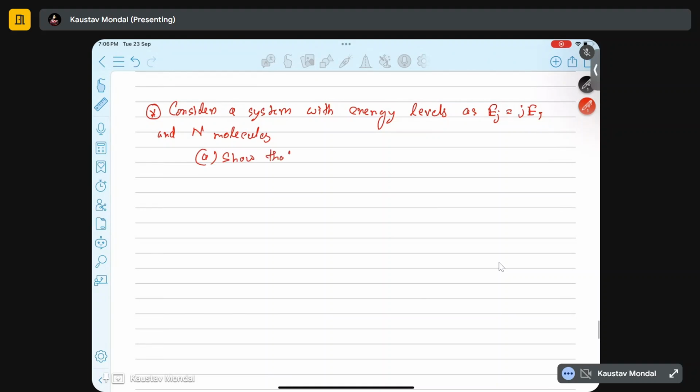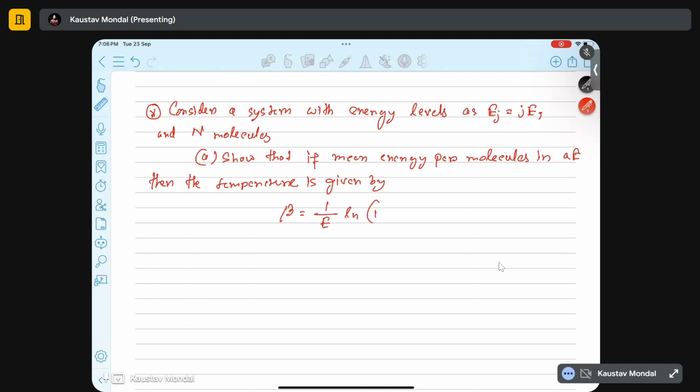Show that if the mean energy per molecule is aε, then the temperature is given by β equals 1 by ε log(1 plus 1 by a).